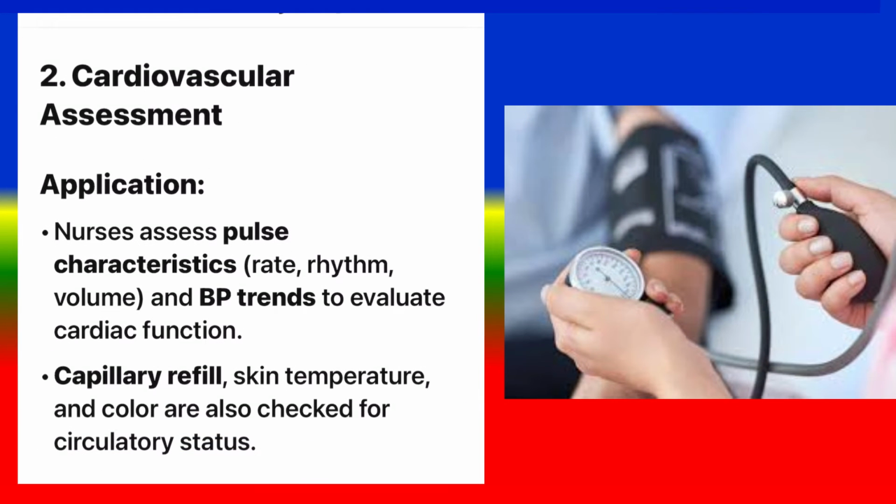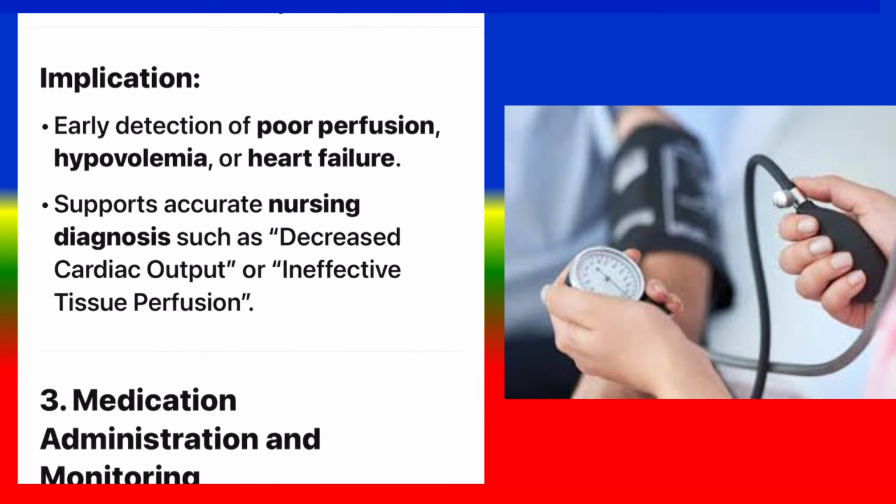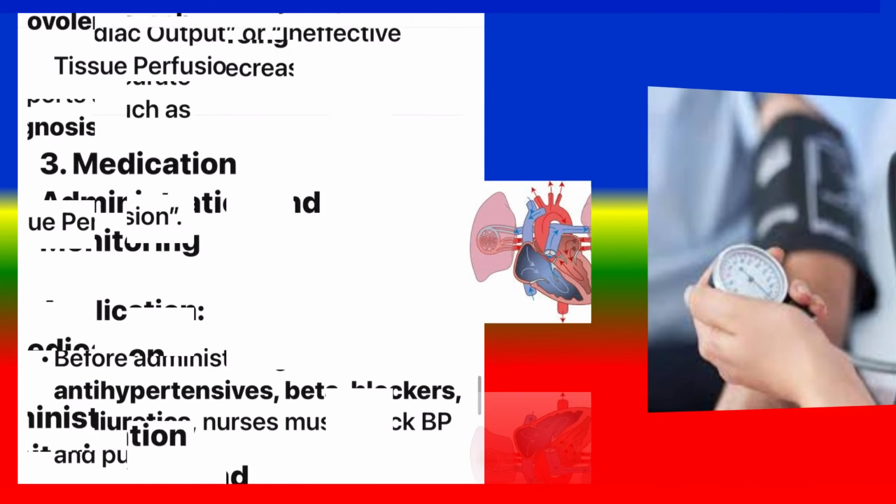2. Cardiovascular assessment. Application: Nurses assess pulse characteristics, rate, rhythm, volume, and BP trends to evaluate cardiac function. Capillary refill, skin temperature, and color are also checked for circulatory status. Implication: Early detection of poor perfusion, hypovolemia, or heart failure. Supports accurate nursing diagnosis such as decreased cardiac output or ineffective tissue perfusion.